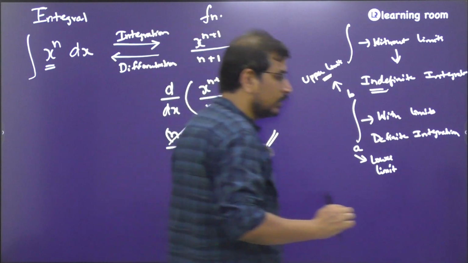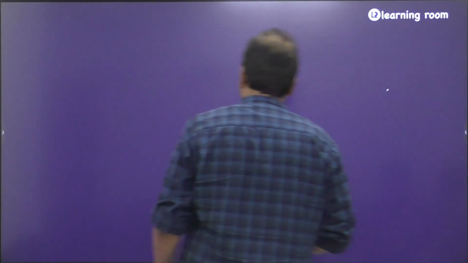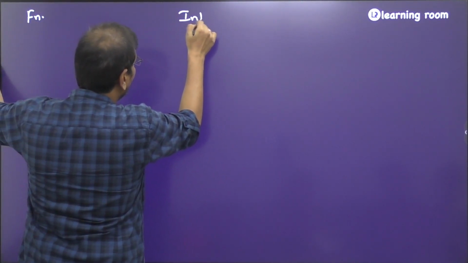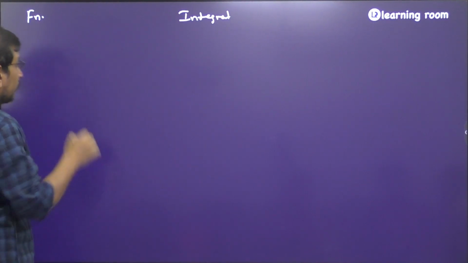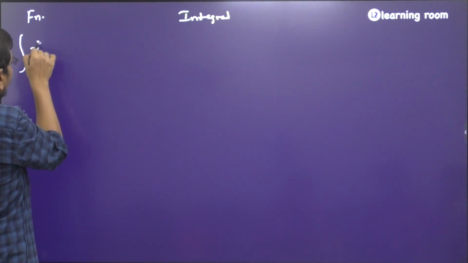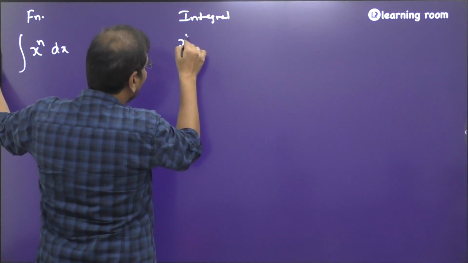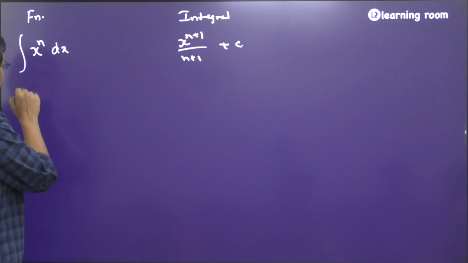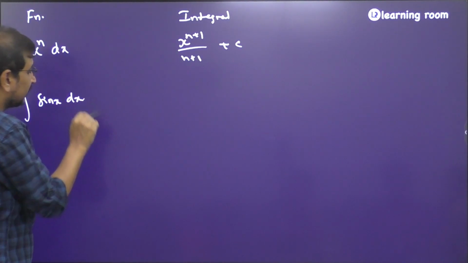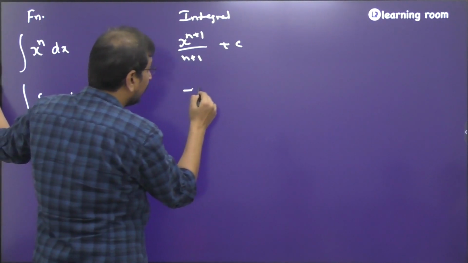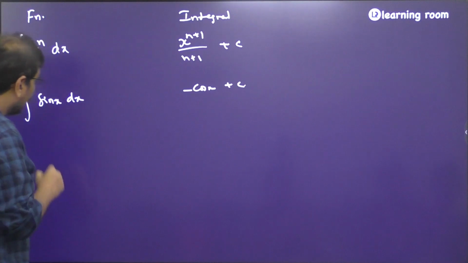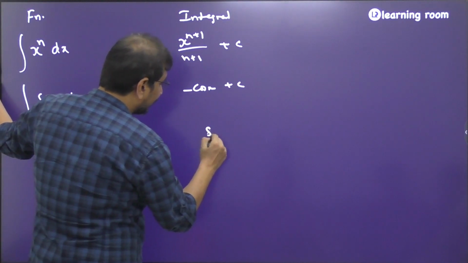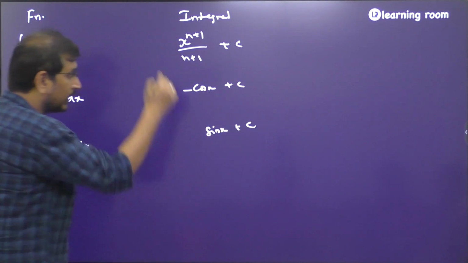Right. Now listen to this carefully. I'll give you the function and its integral value. So integral of x power n dx is going to give us x power n plus 1 by n plus 1 plus c. If I have sin x, integral of sin x is minus cos x plus c. If I have cos x, I'll get sin x plus c. So you're able to understand this?